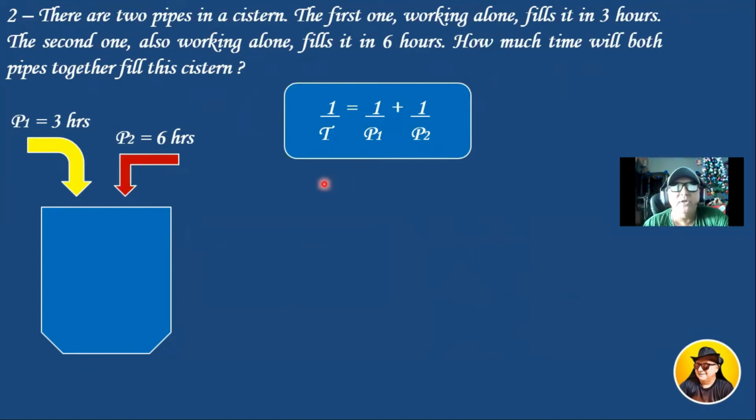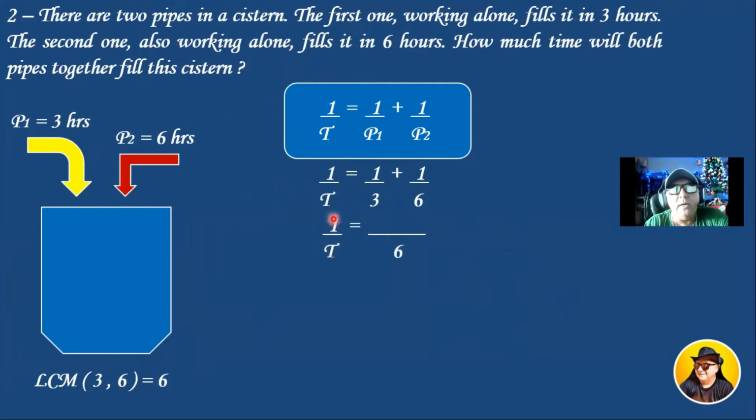Okay, so now let's replace the values P1 and P2. Doing this, we have that P1 is 3 and P2 is 6. And now, calculating the LCM of 3 and 6, we find 6. All right, so we can do this. 1 over t is, well, here we have the denominator 6.